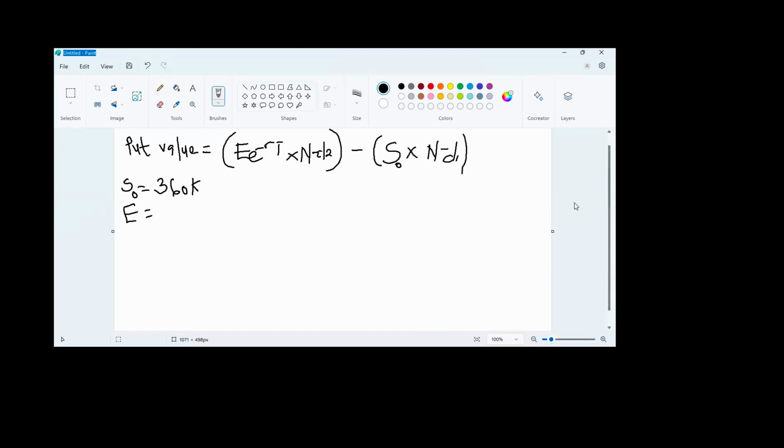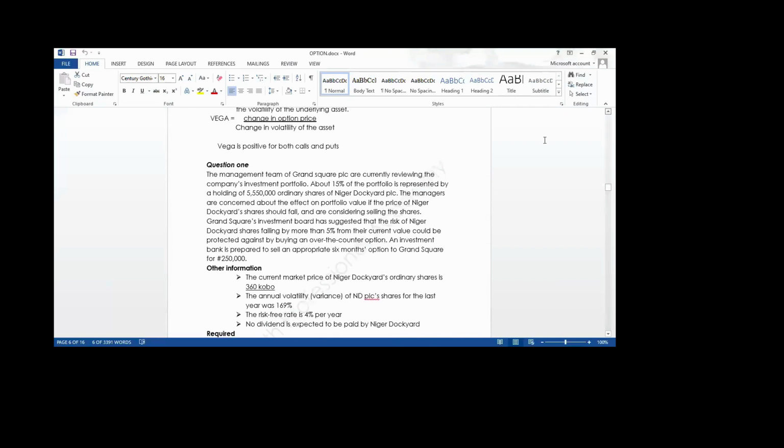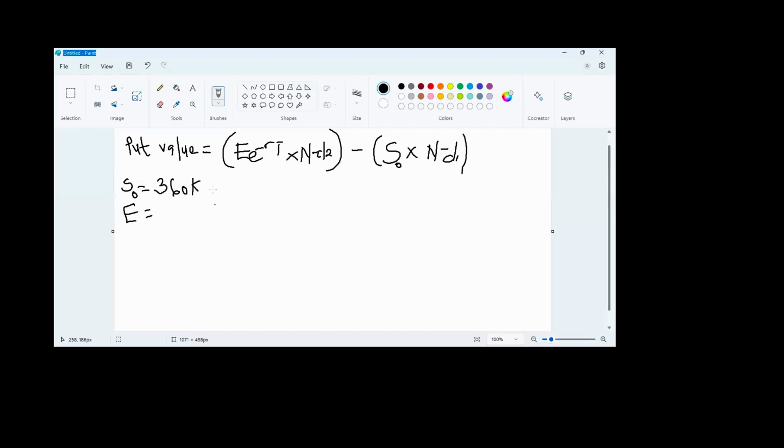Let's go to it. I want to try and see how much I can carry you guys along, but you must be willing to go along also. Look at it, please. Grand Square Investment Board has suggested that from their current value can be protected. That means we can tolerate 5%, but more than 5% is not tolerable. So to get your exercise price, compute 5% and deduct from 360. That becomes your exercise price. What do you have, please?